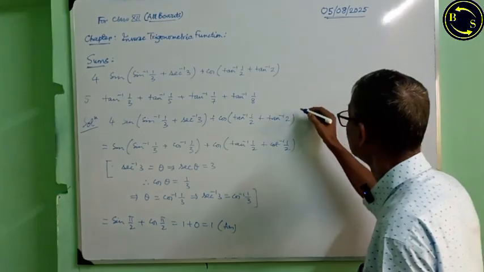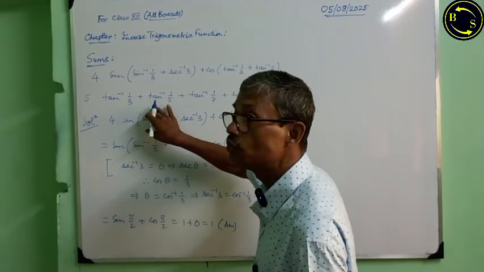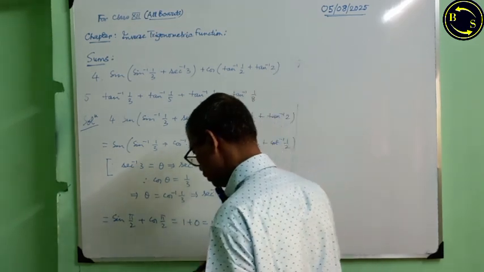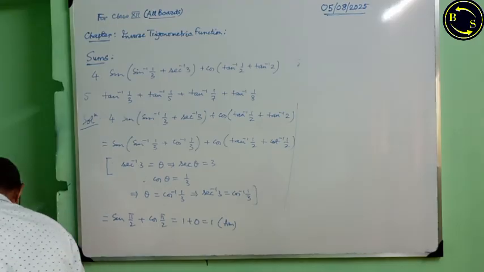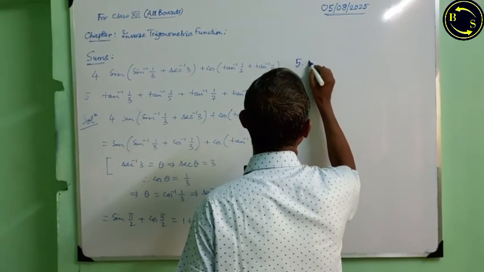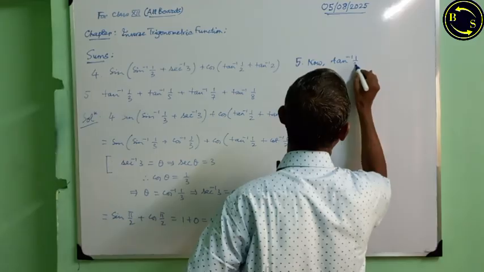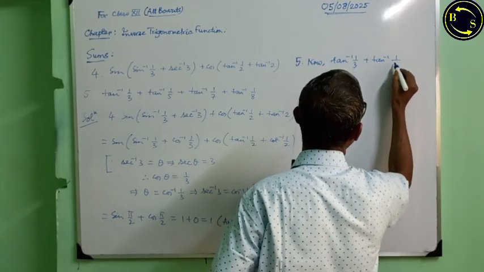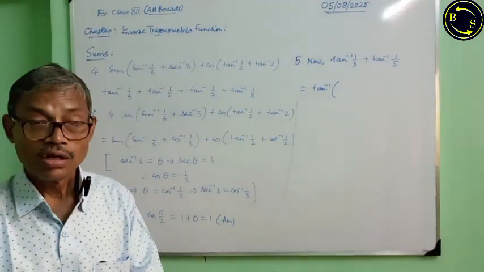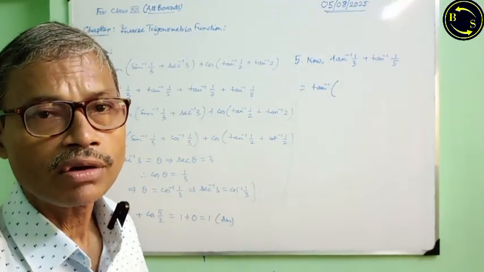Now, sum number 5. I first work out the value of the first two, then third, fourth, then add this. Now, tan inverse 1 by 3 plus tan inverse 1 by 5 is equal to tan inverse. First I recall the formula for tan inverse x plus tan inverse y is equal to tan inverse within brackets numerator x plus y, denominator 1 minus xy.